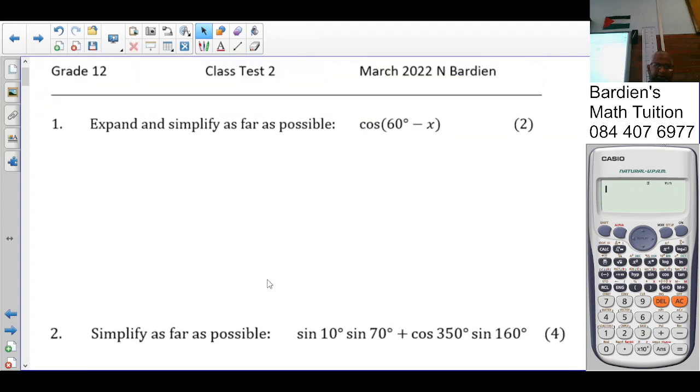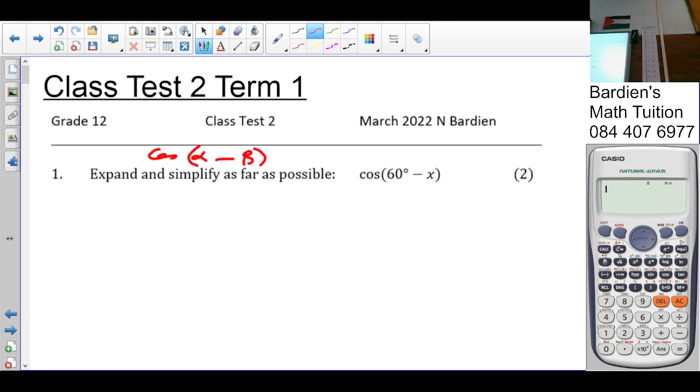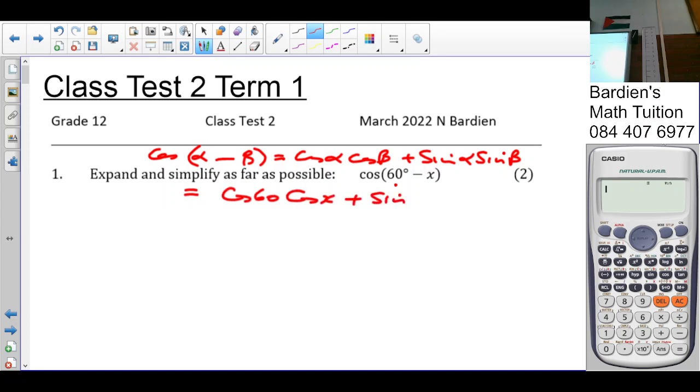Okay. So the first question says expand and simplify as far as possible. So this of course is your cos expansion. The cos expansion is cos(alpha minus beta) equals cos alpha cos beta plus sine alpha sine beta. So what is your alpha angle here? 60. So it's cos of 60 cos of x plus sine of 60 sine of x.